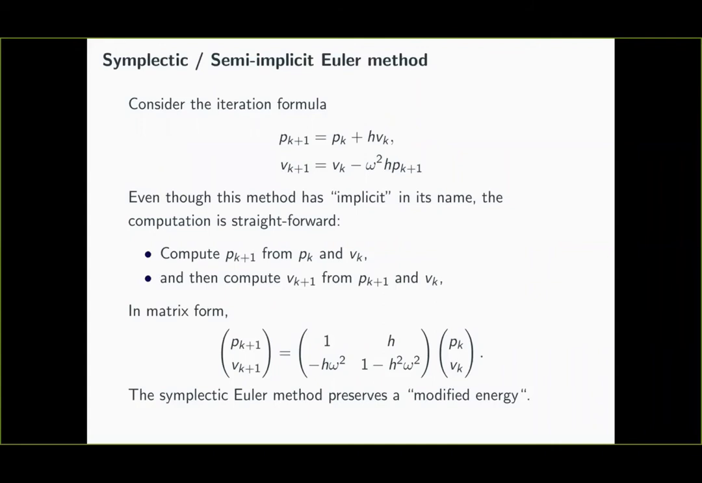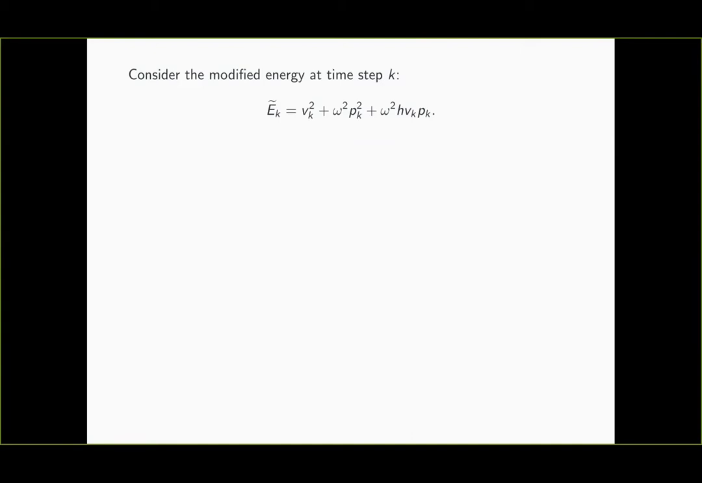This method does not preserve the actual energy of the harmonic oscillator, but preserves a modified energy. So let's define the energy E tilde at time t_k, E tilde_k, as v_k square plus omega square times p_k square plus omega square times h times v_k times p_k. So what you see is that this modified energy agrees with the actual energy, except for this last term, plus omega square h v_k p_k.